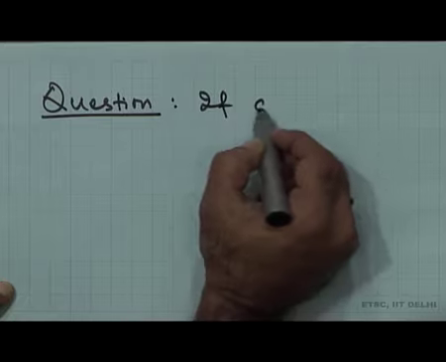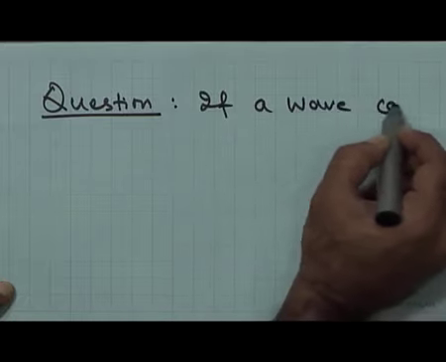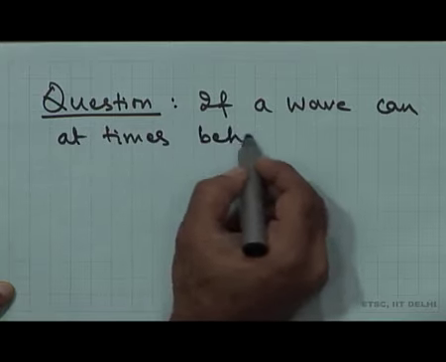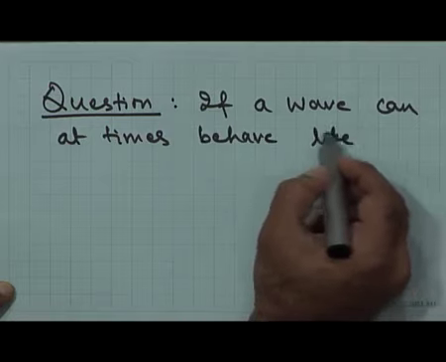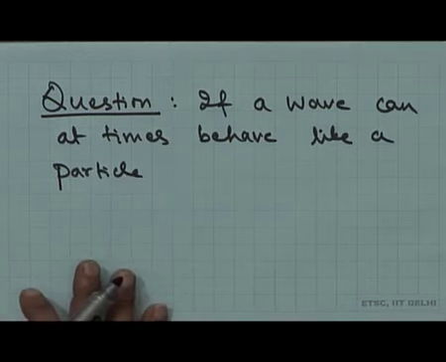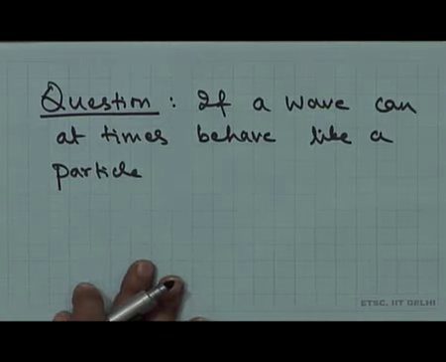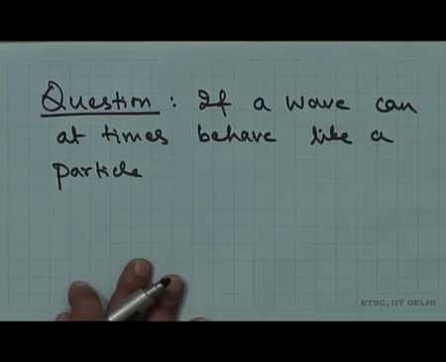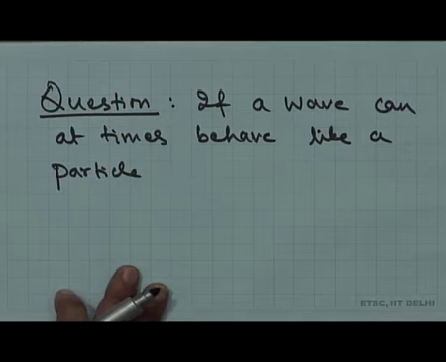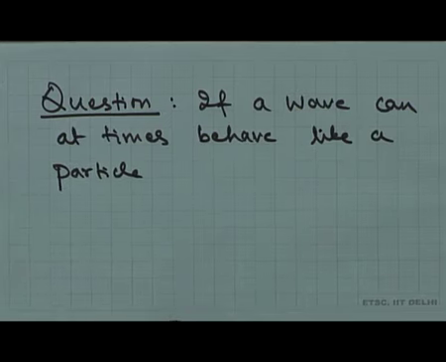If a wave can at times behave like a particle, let me explain that to you. A wave is an extended object because I speak of a wavelength and I speak of a frequency. It is extended in space. Whereas when I speak of a particle, it is something that is localized in space. A wave is extended in space, it undulates in time, whereas a particle is localized in space and it moves from one point to another as time progresses.